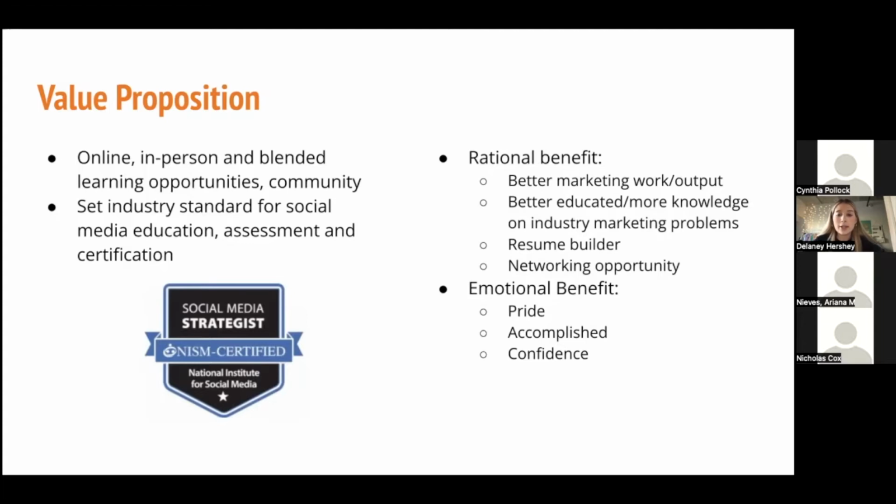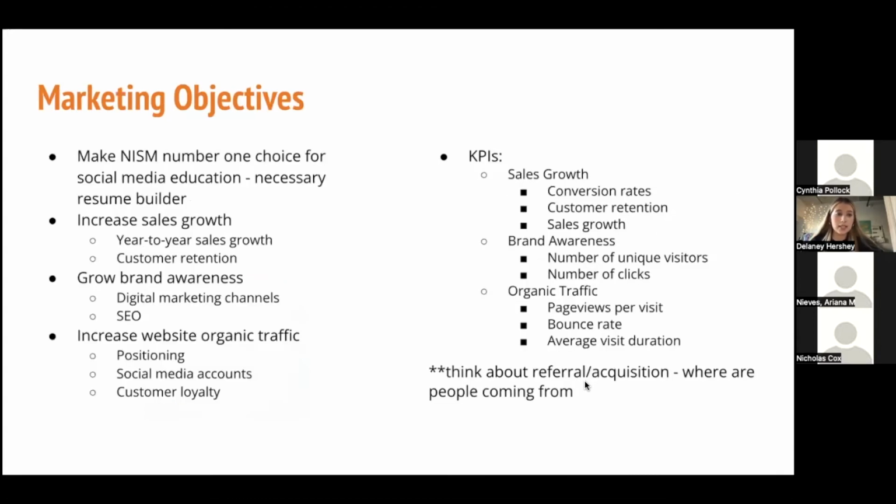So as far as rational benefits go, NISM certification can really help customers with better marketing work or output, help them be more educated or more knowledgeable on industry marketing problems or social media problems. And NISM certification also serves as a resume builder and a networking opportunity, as NISM has that professional community. Additionally, alongside the rational benefits, there's also emotional benefits. So consumers may feel proud or accomplished when they complete NISM certification. They may feel more confident in their skills as a social media manager or as a marketer in general. Next slide.